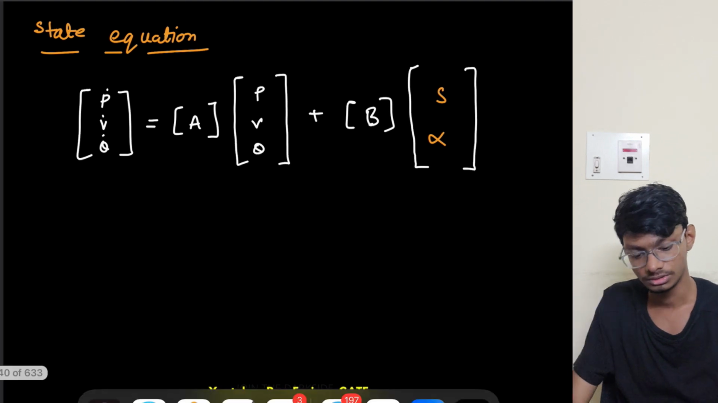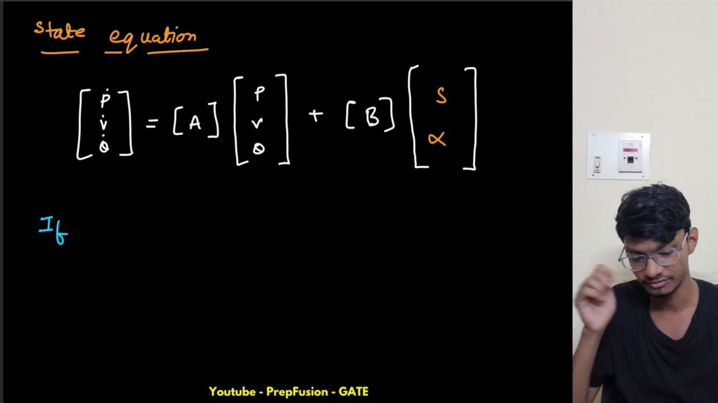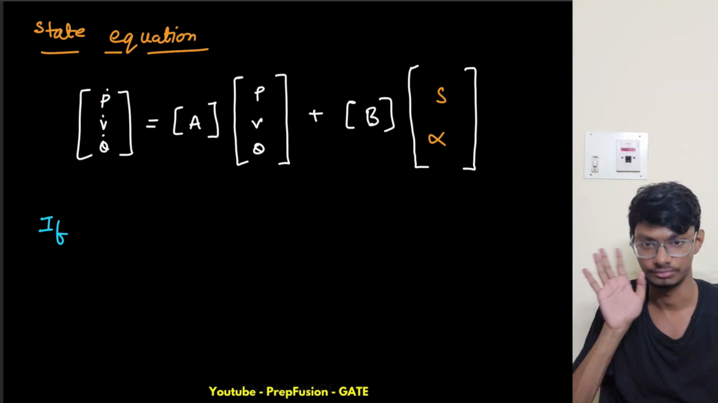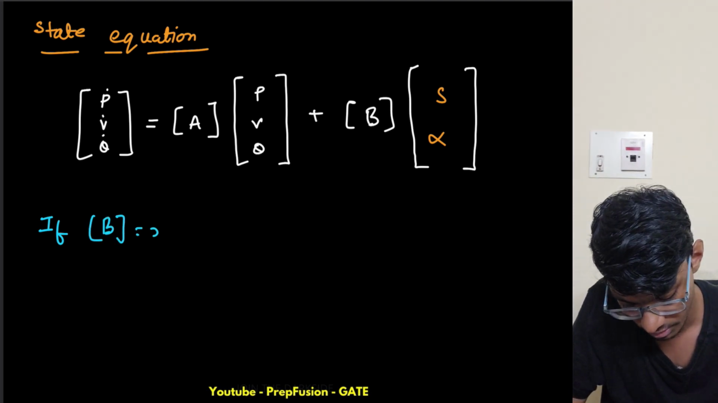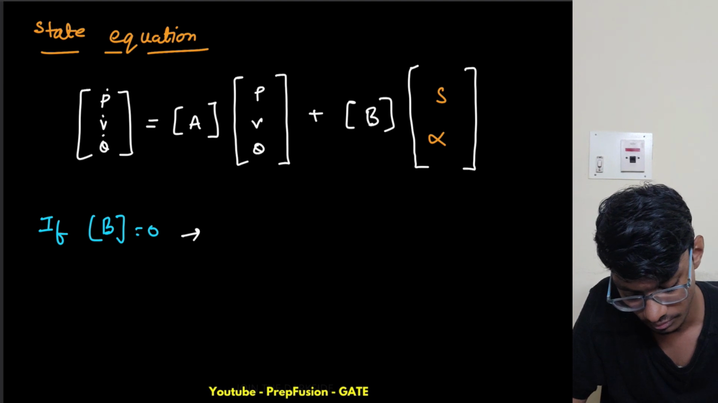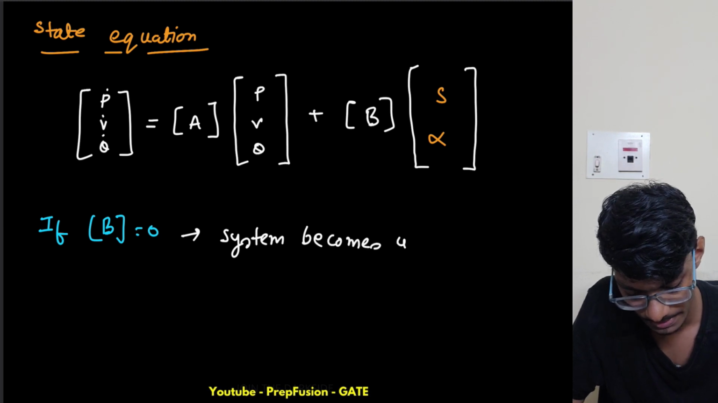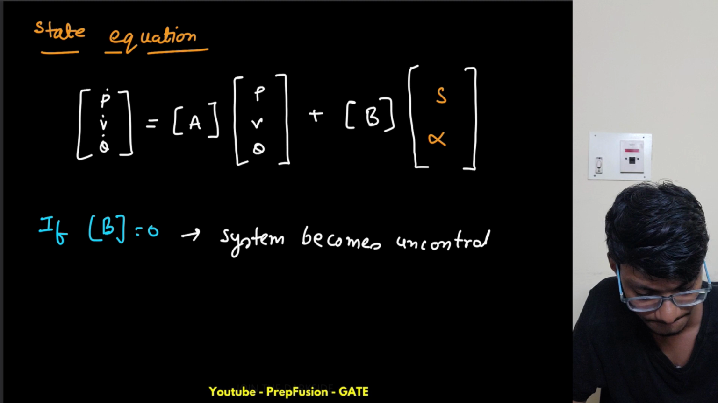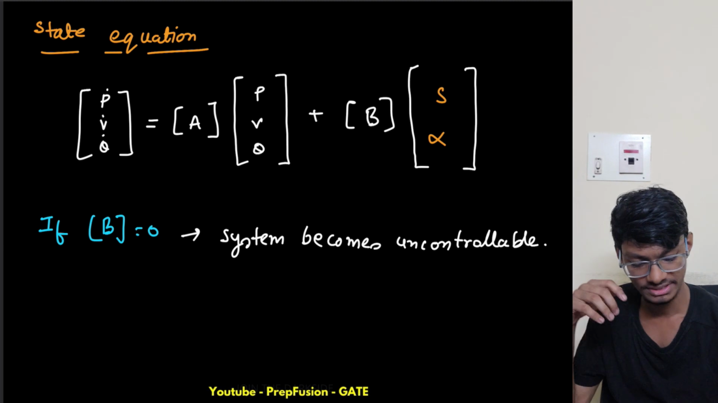That was the basic definition of uncontrollable. This B matrix has to relate all the state variables with the inputs. That was the main concept in the previous lectures. So if B equals 0, the system becomes uncontrollable. So basically that is the main concept.